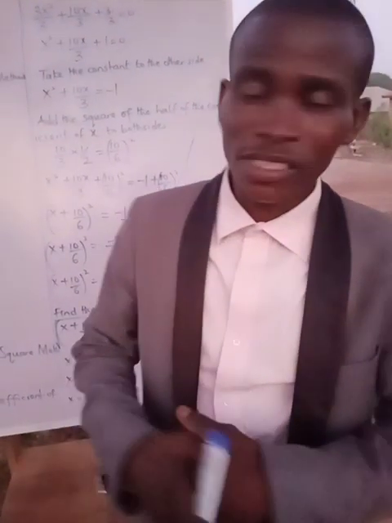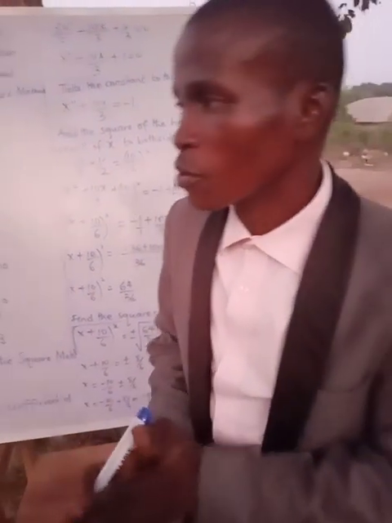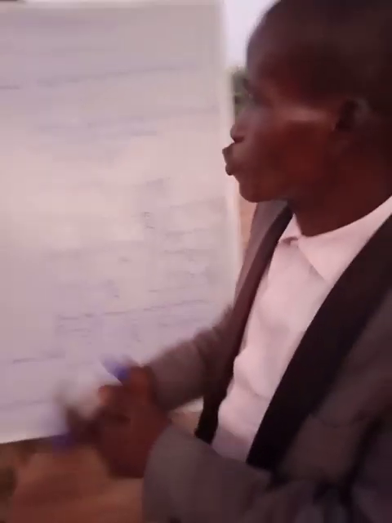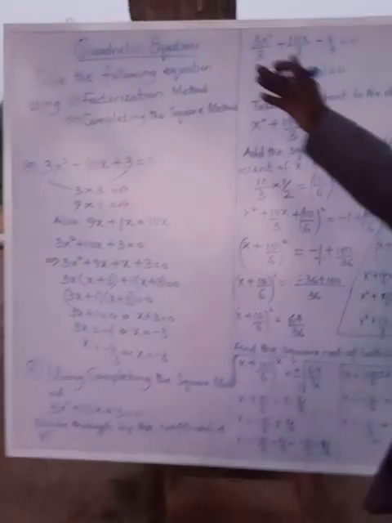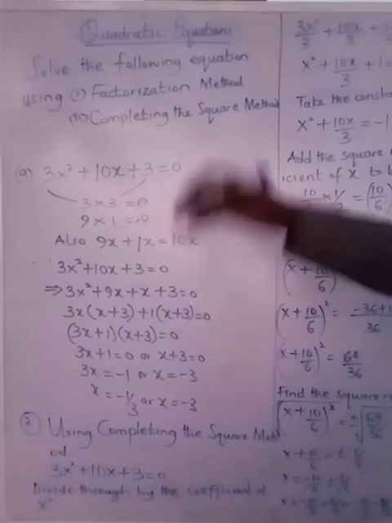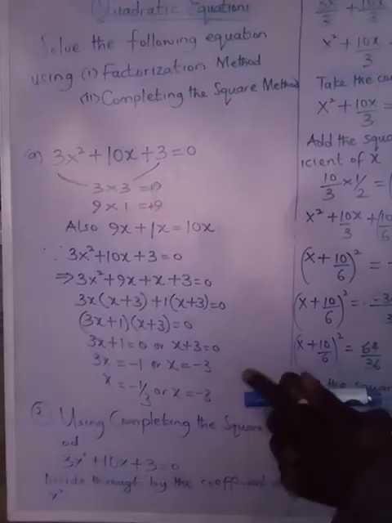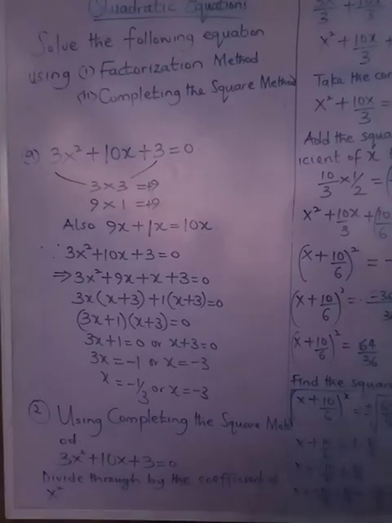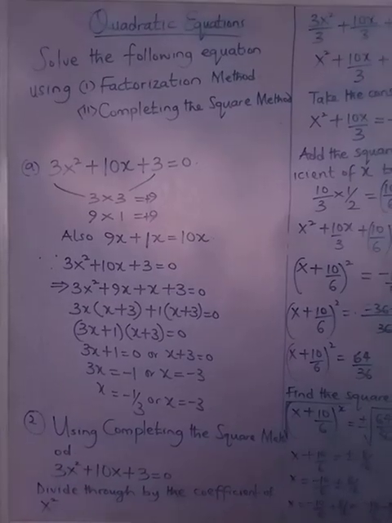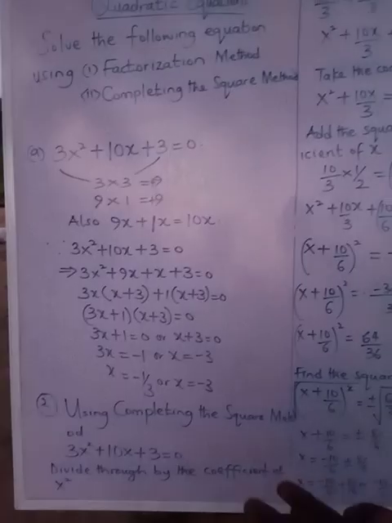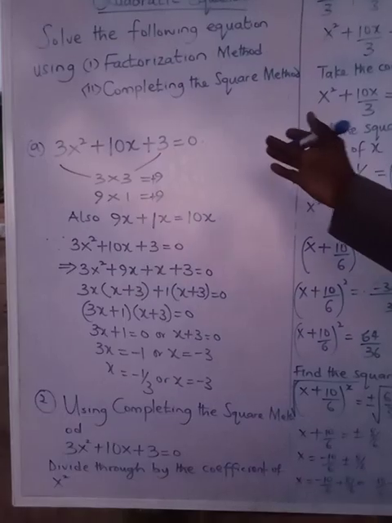by factorization. So there are different forms of them, but today we have chosen to talk about methods of solving quadratic equations, and we are considering two of the methods now: solving quadratic equations by factorization method and completing the square method. These methods are simple. Just pay attention, you will get them.